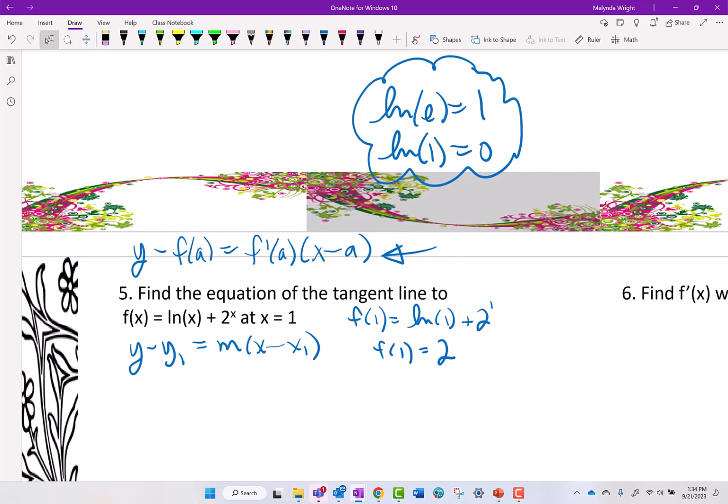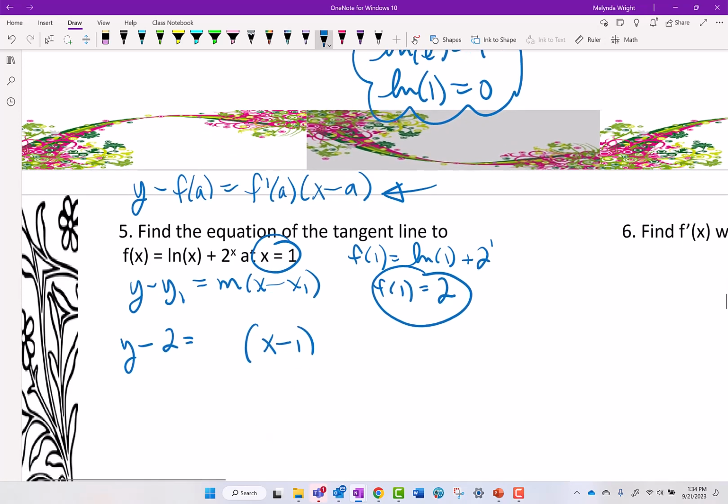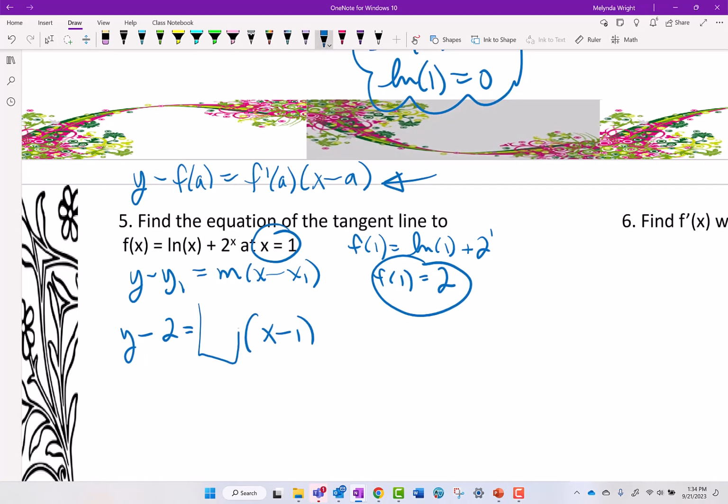So, great. I've got y minus 2 equals something. I'll come back to that. x minus 1. Does everybody understand where I got the 1 and the 2 from? 1 is my x value, and 2 is my y value of my point of tangency. All right, so now my job is to find what goes here.